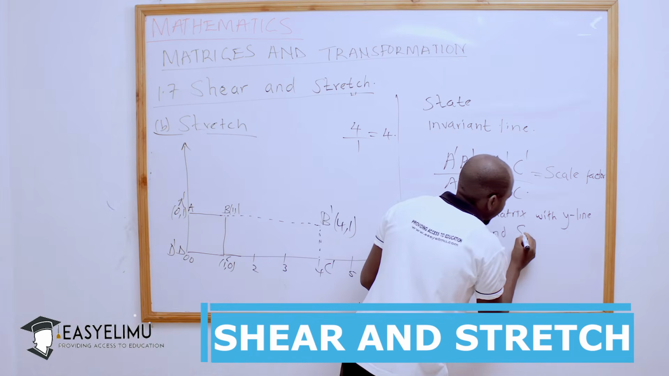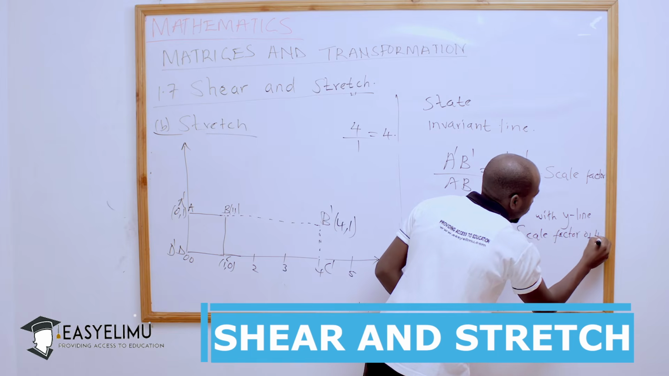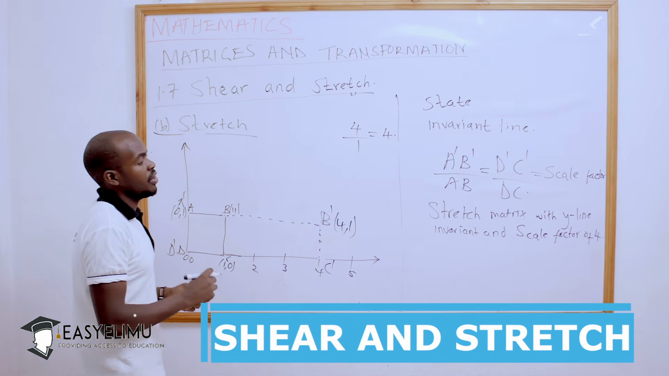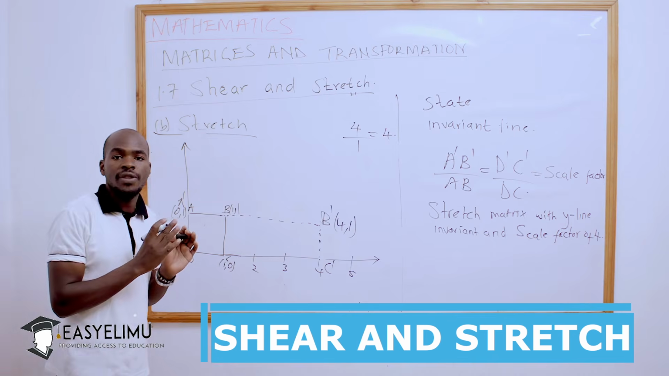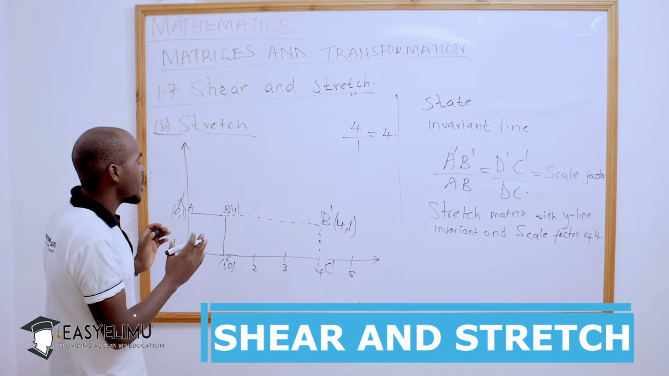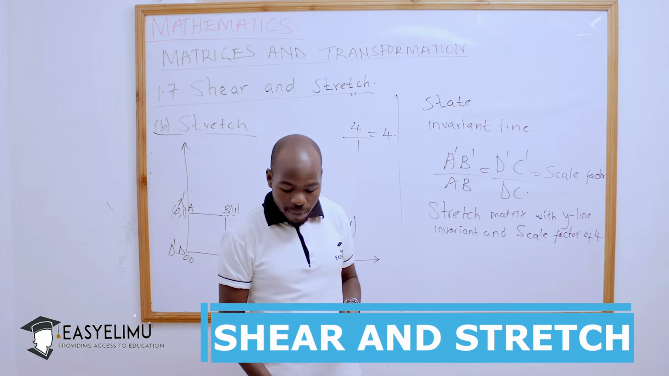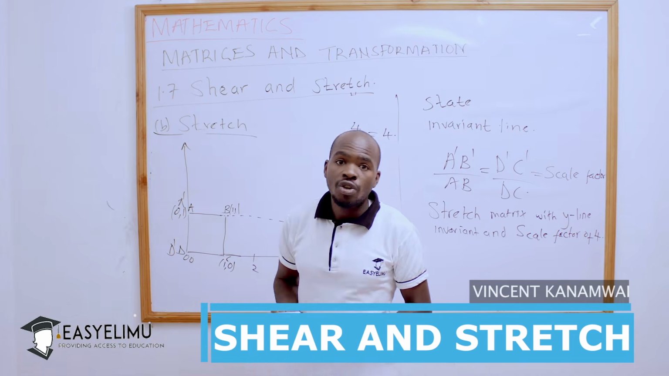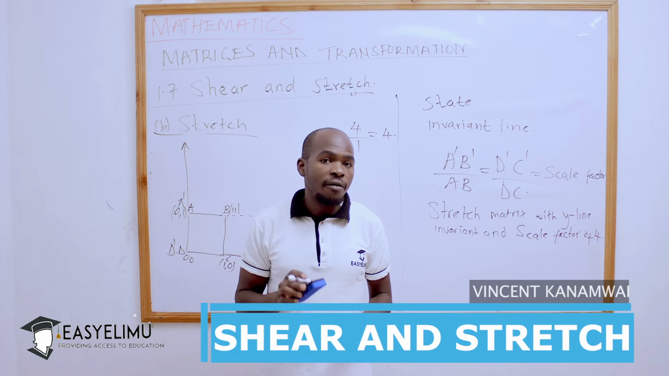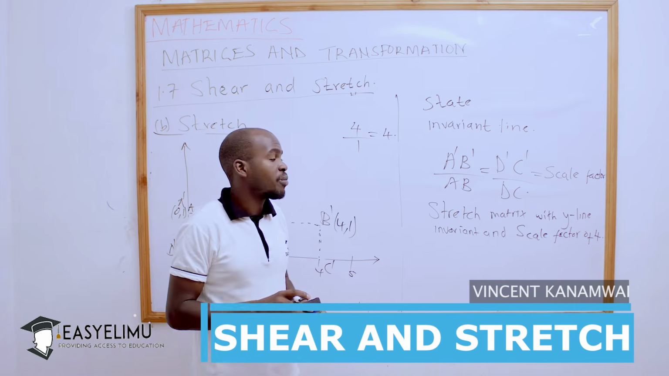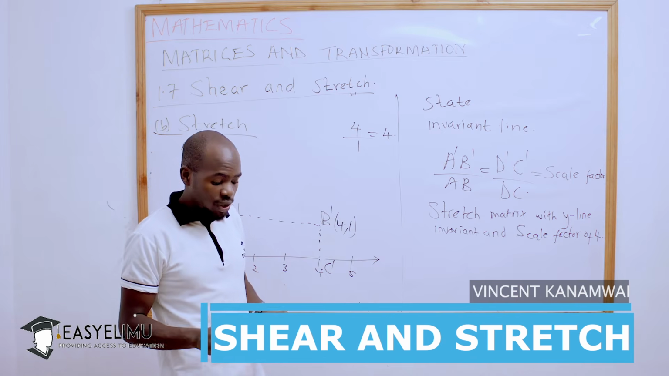So we shall say with a scale factor of 4. Our unit square underwent a stretch matrix with the Y line invariant and with a scale factor of 4. So if you want to describe a stretch matrix, you give the invariant line and you also state the scale factor. And if the scale factor is not provided, you have seen how you can calculate it from the image and object which have been formed.